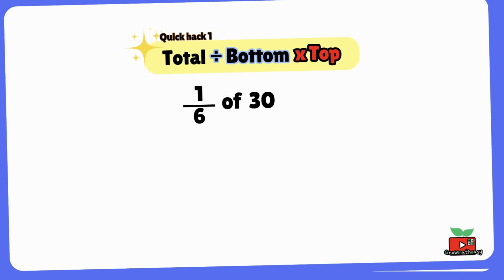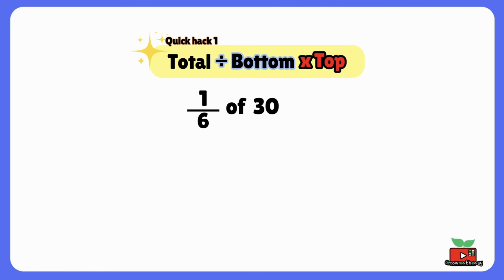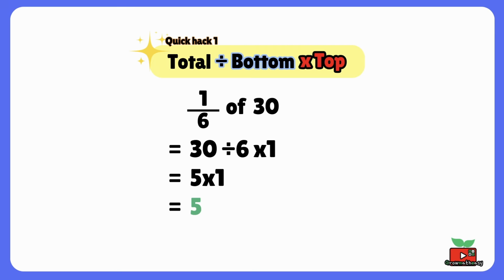One more. What is 1/6 of 30? We divide the total 30 by 6 to see how many items are in each equal group. Then multiply by 1 to find the total items in the groups we have. In this example, we just have one group. 30 divided by 6 is 5, and 5 times 1 is 5. So 1/6 of 30 equals 5. See? Quick hack 1 is just simple, clear, and always works.